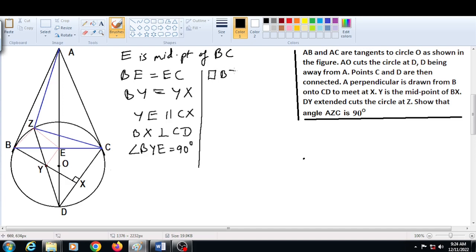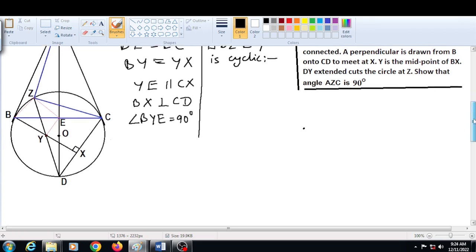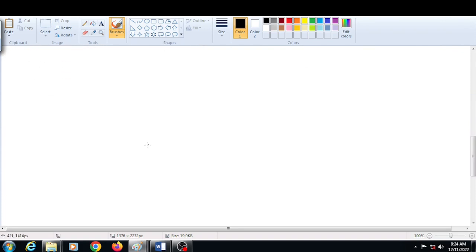Quadrilateral BZEY is cyclic. This is what we are going to prove. In order to prove quadrilateral BZEY is cyclic, we are going to use a property in circles, which is as follows. Suppose you have a segment.